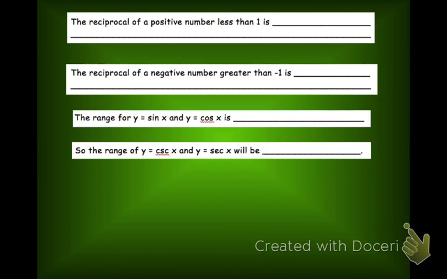We need to remember the reciprocal of a positive number less than 1 is a positive number greater than 1. And if we have a reciprocal of a negative number greater than negative 1, it's a negative number less than negative 1.